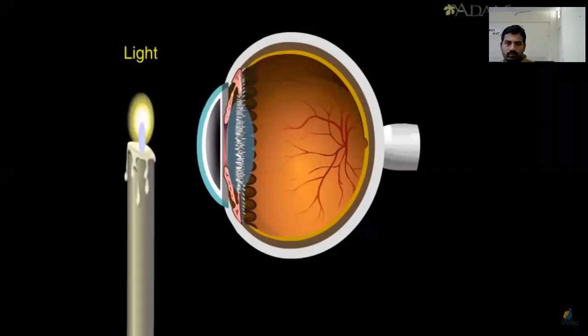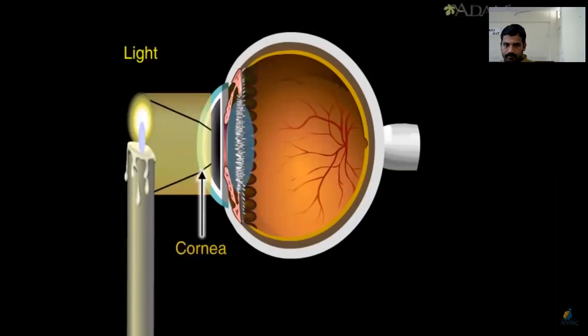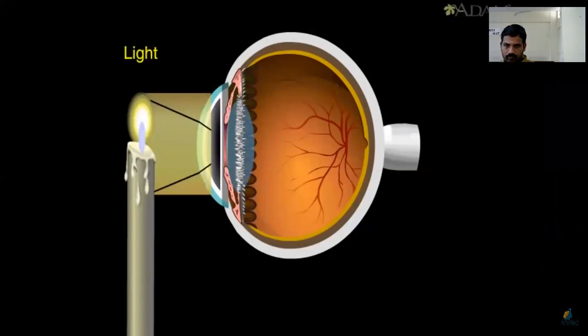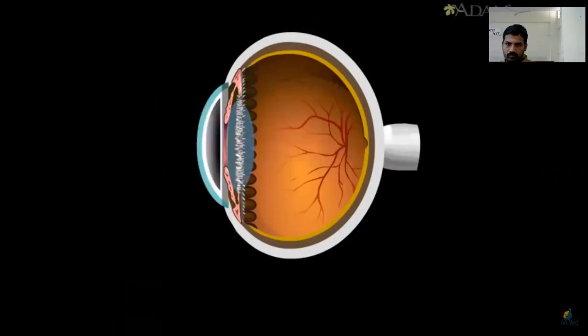This candle can help us understand how the eye captures images and then sends them to the brain. First, the candlelight passes through the cornea. As it does, it's bent or refracted onto the lens. As the light passes through the lens, it's bent a second time. Finally, it arrives at the retina, where an image is formed.